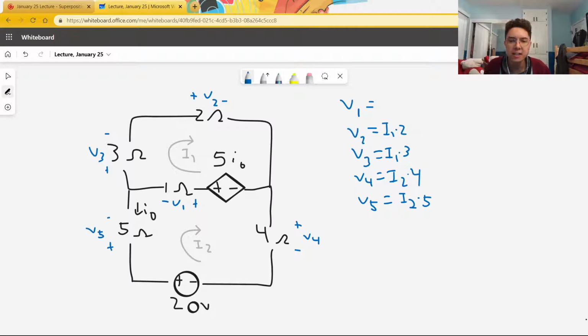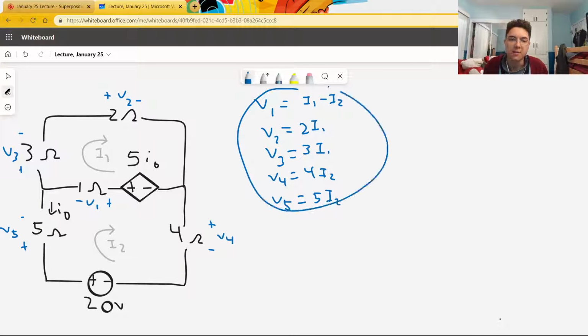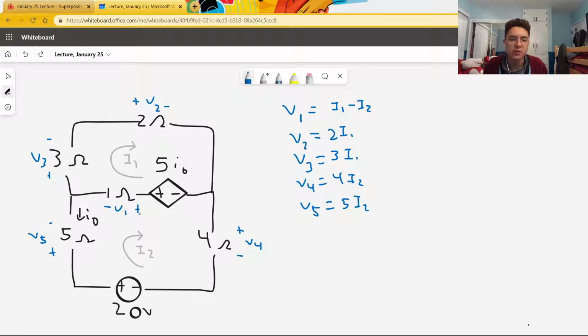Basically, we can say that the contribution of I1 is positive and the contribution of I2 is negative, and then we multiply that by the value of 1 ohm. Just rewriting all these to look a little more sensible. There we go, I am much happier. Now that we have expressions for all the voltages, let's write down our KVL equations.